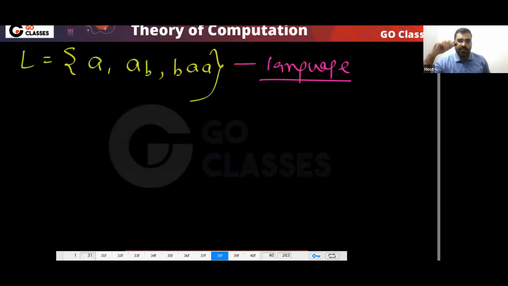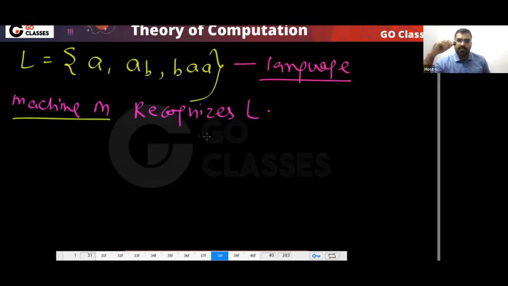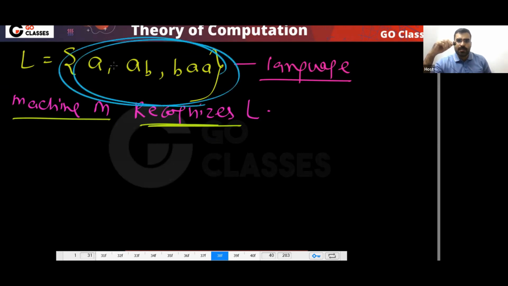Now you can notice that this is a language, and let's assume there is some machine M. I don't know what type of machine, but let's assume some machine M recognizes L. What does that mean? There is a machine which recognizes L, like a security guard which recognizes these people.